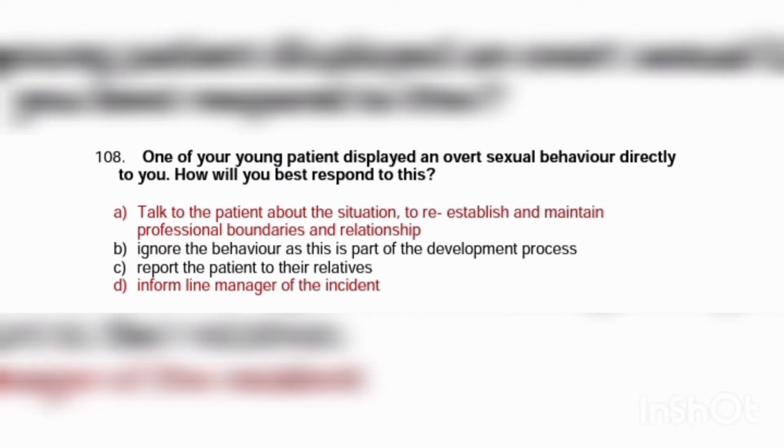Next question. One of your young patients displayed an overt sexual behavior directly to you. How will you best respond to this? Option A. Talk to the patient about the situation to re-establish and maintain professional boundaries and relationship. Option B. Ignore the behavior as this is a part of the development process. Option C. Report the patient to their relatives. Option D. Inform line manager of the incident. Both option A and D can be the right answers.